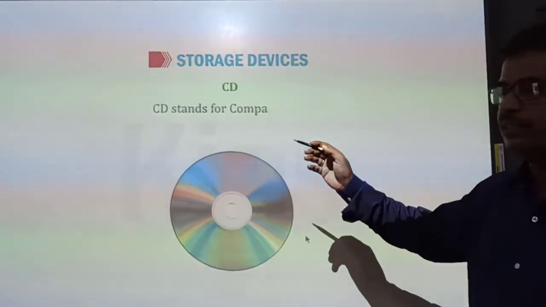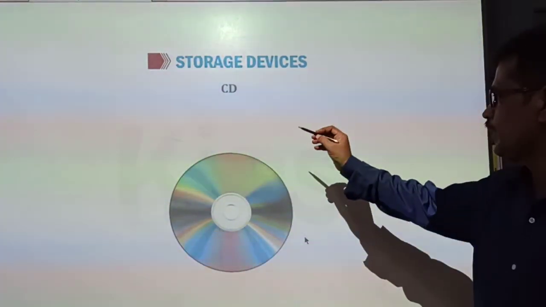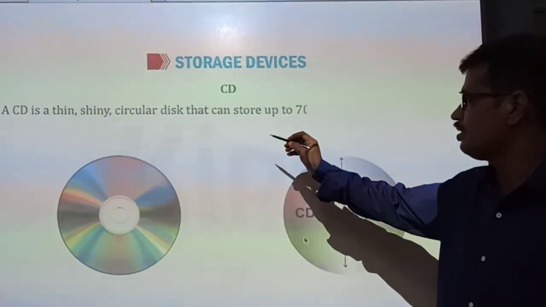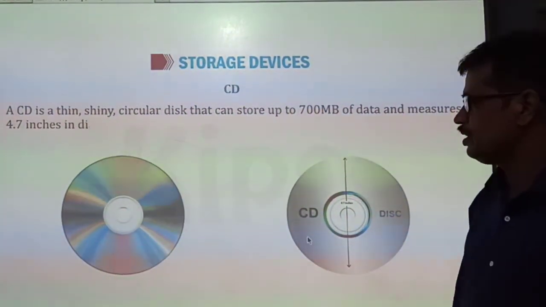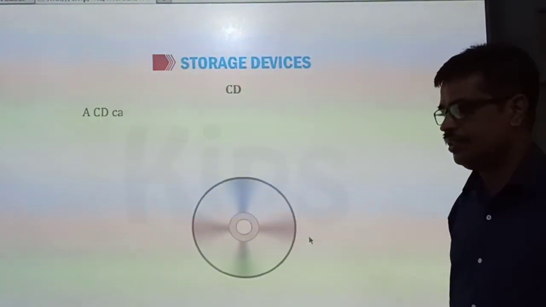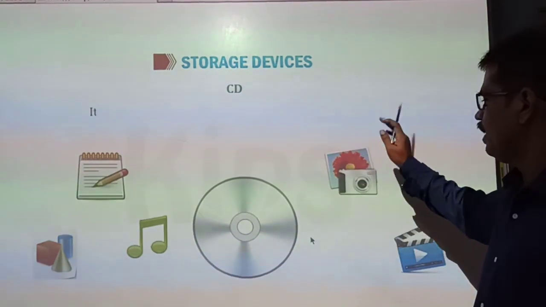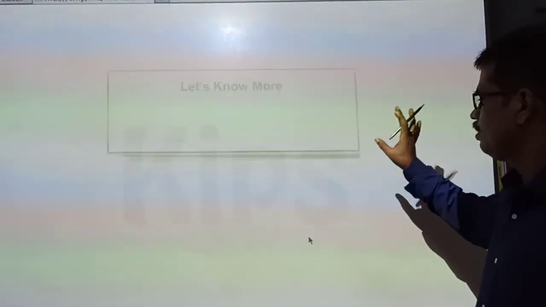Now, next storage device is CD. CD stands for compact disk. It is an optical storage device. A CD is a thin, shiny, circular disk that can store up to 700 MB of data and measures 4.7 inches in diameter. A CD can hold text, graphics, sound, images and videos. It can be used for data backup and holding software.